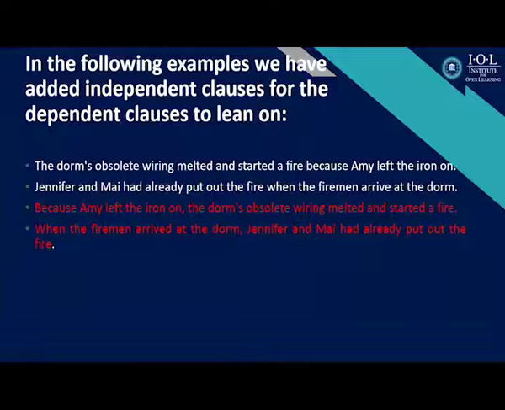For instance, the dorm's obsolete wiring melted and started the fire because Amy left the iron on. Jennifer and Mai had already put out the fire when the firemen arrived at the dorm. Because Amy left the iron on, the dorm's obsolete wiring melted and started the fire. When the firemen arrived at the dorm, Jennifer and Mai had already put out the fire.